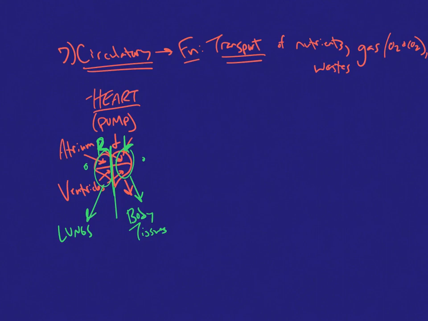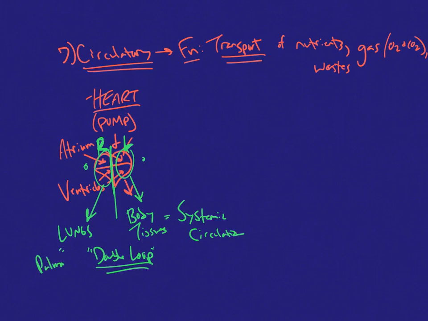Now, you've got your heart, that's a pump, right? And it's going to pump into, what we call a double loop in mammals, because it has these two sides. So going out to the body, we're going to call it a systemic circulation. It goes out to your other systems, right? In the lungs, we're going to call it the pulmonary circulation. Pulmonary means involving the lungs.